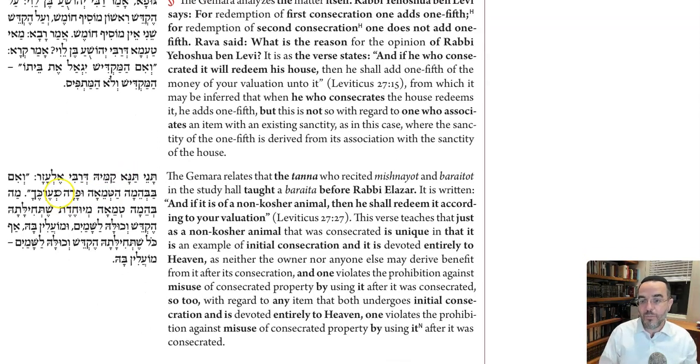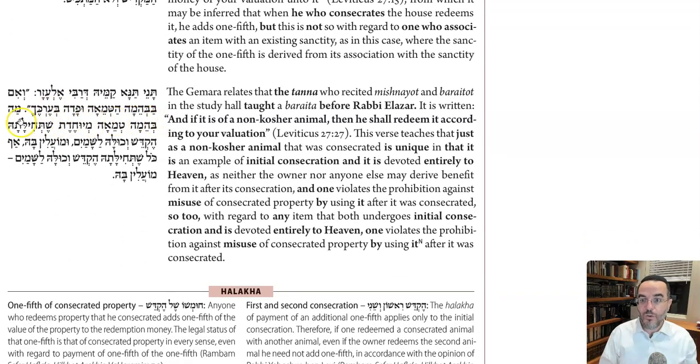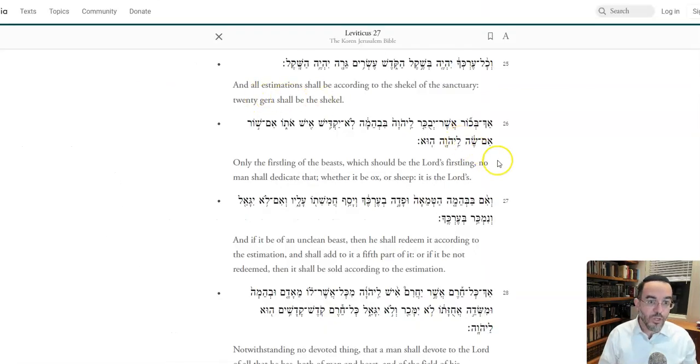Tana tana kamei Rabbi Elazar, v'im bbehema temeah ufadah be'erkecha. So we have a Tana that recited the following Baraita in front of Rabbi Elazar. And he quoted the pasuk. There's a pasuk that comes right after Bechor. So right now, we're not considering this connected to Bechor. But rather, just think of a behema temeah, a non-kosher animal, a pig, anything.